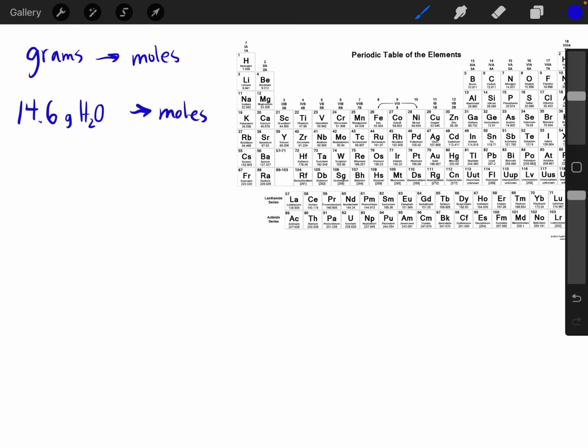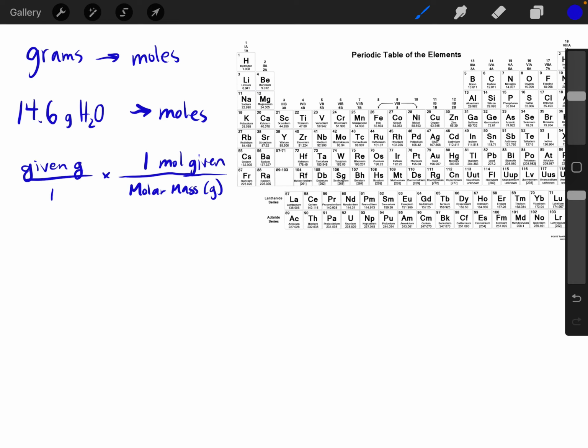So I'm going to use the following conversion. It's going to be given grams over 1 times molar mass in grams on the bottom and 1 mole of the given on top.